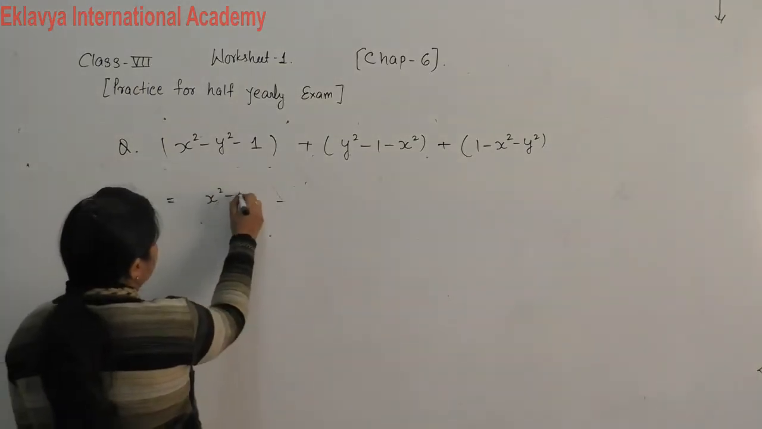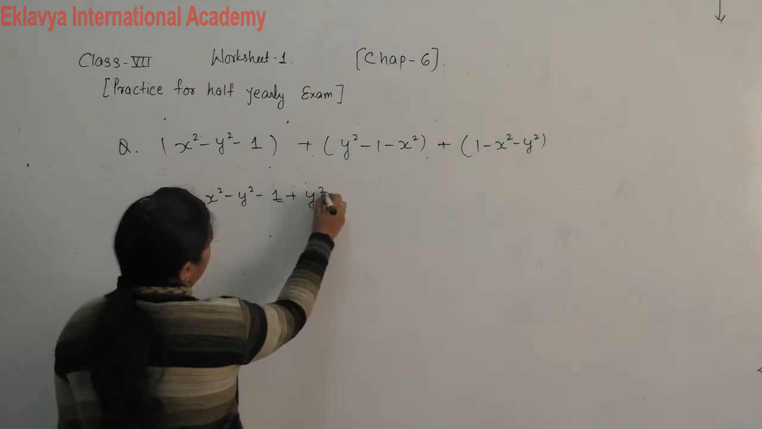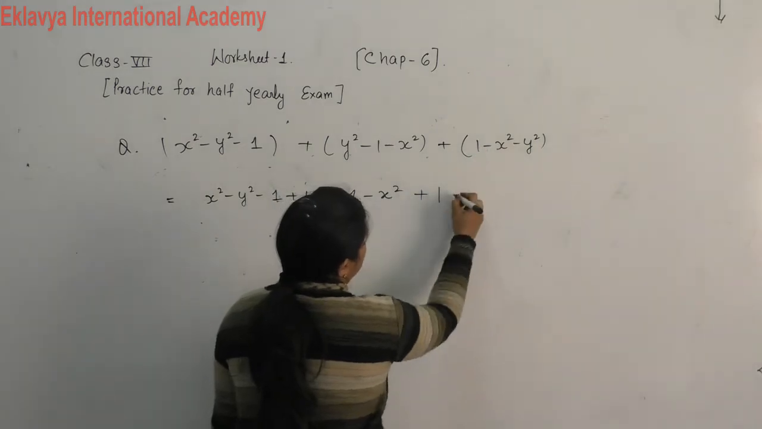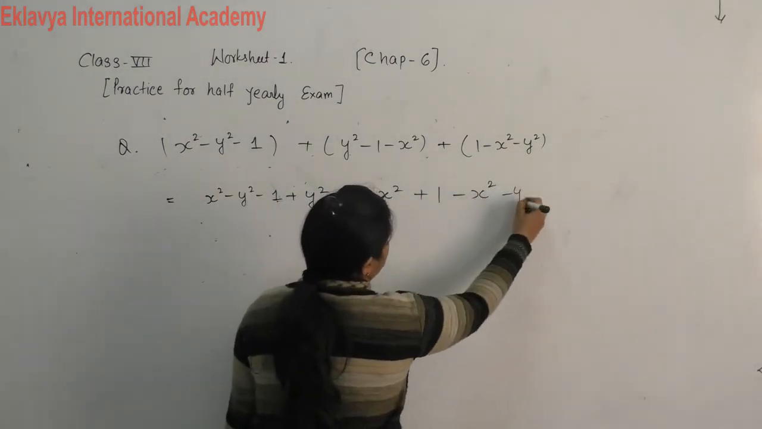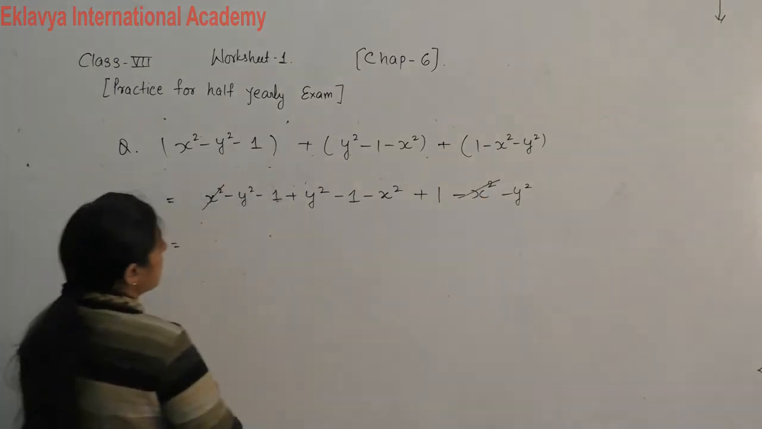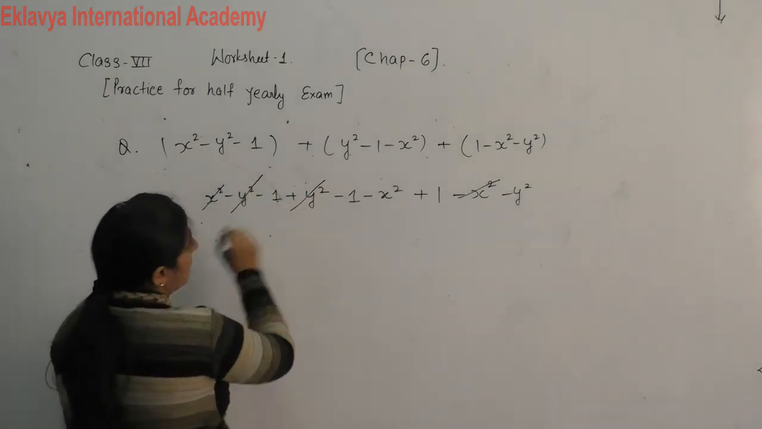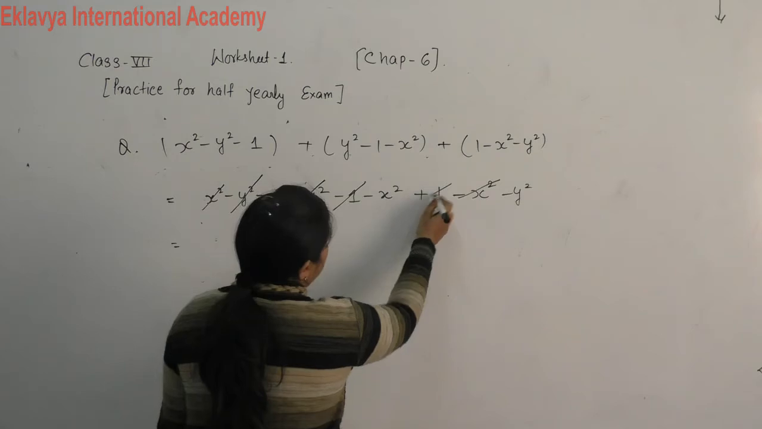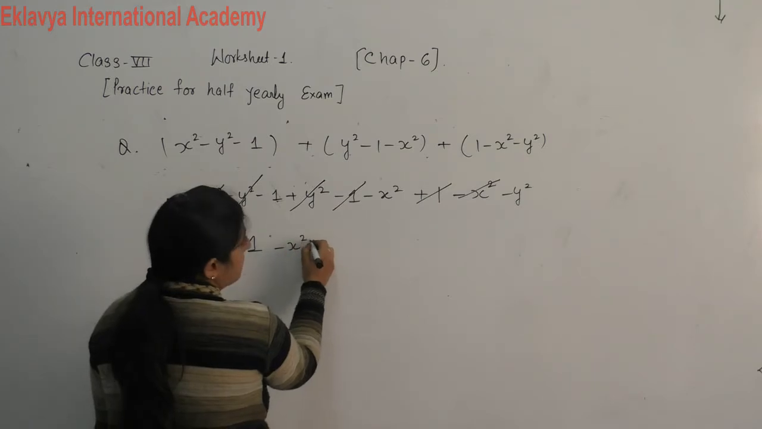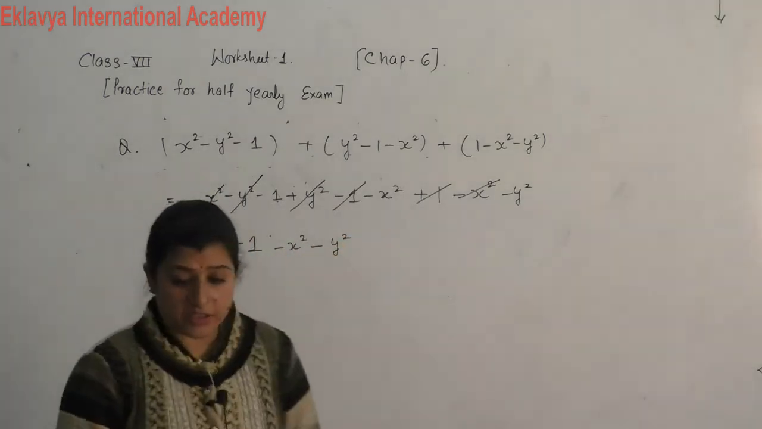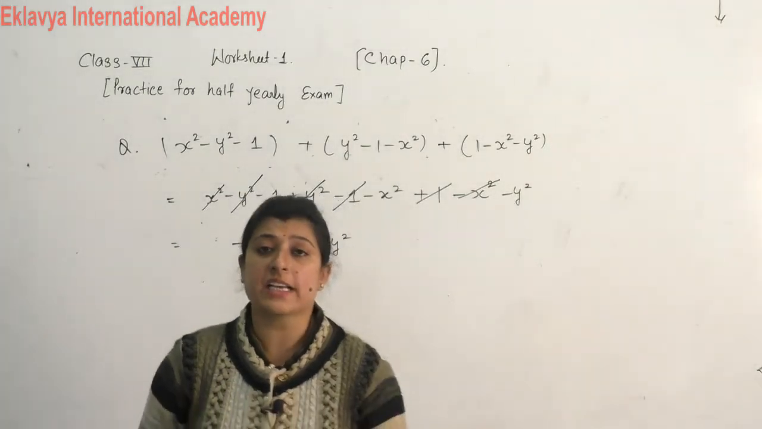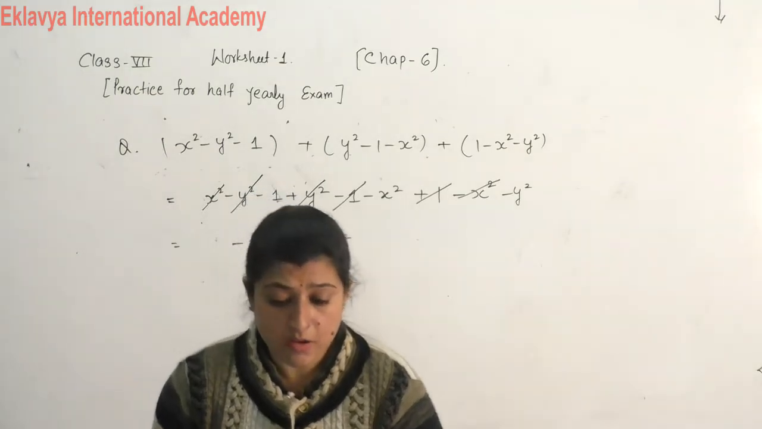See, x square minus y square minus 1 plus y square minus 1 minus x square plus 1 minus x square minus y square. Now see, x square and minus x square cancel out, minus y square plus y square cancel out, minus 1 plus 1 cancel out. Now remaining is minus x square minus y square minus 1. Then see which option is correct. Your option D is correct, that is given to you: minus x square minus y square minus 1.